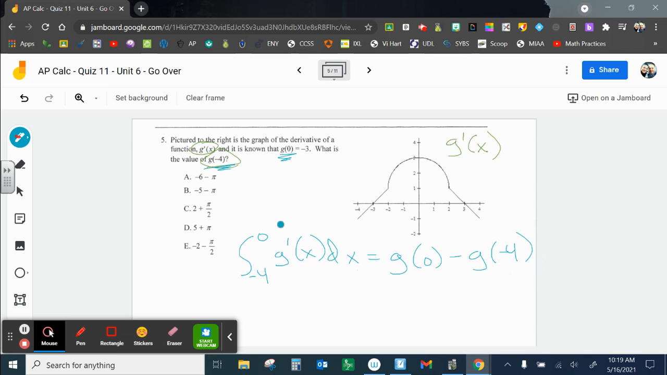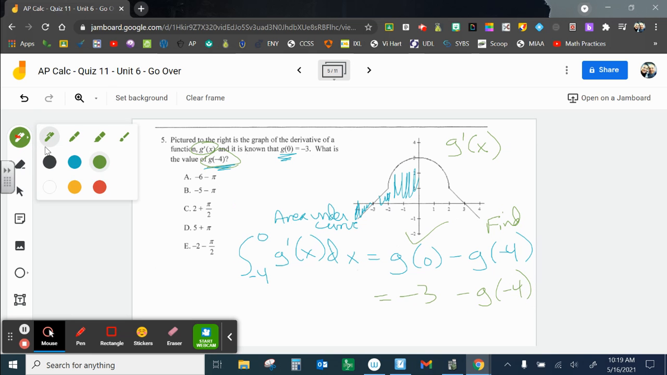Okay? So this right here, this part's going to be the area under the curve, which I can figure out, from -4 to 0. All this right here, and I'll come back and do that. And g of 0, they gave us. They said that was -3. And this is what I'm ultimately trying to find, minus g of -4.